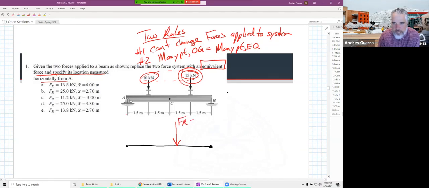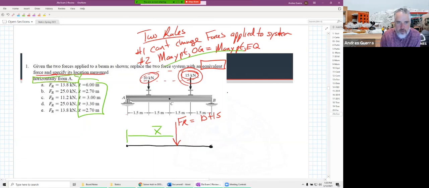Our FR, because we can't change the forces that are applied to the system, is just equal to 10 plus 15. And then where it's located, measured from A, is the X bar that they've shown over here in our possible answers. We can find that with our second rule. Our second rule says the moment about any point has to be the same in both systems. Now we've got to figure out where we want to take the moment. Well, we take the moment at wherever we're trying to measure the force from. They tell us to measure it from A.